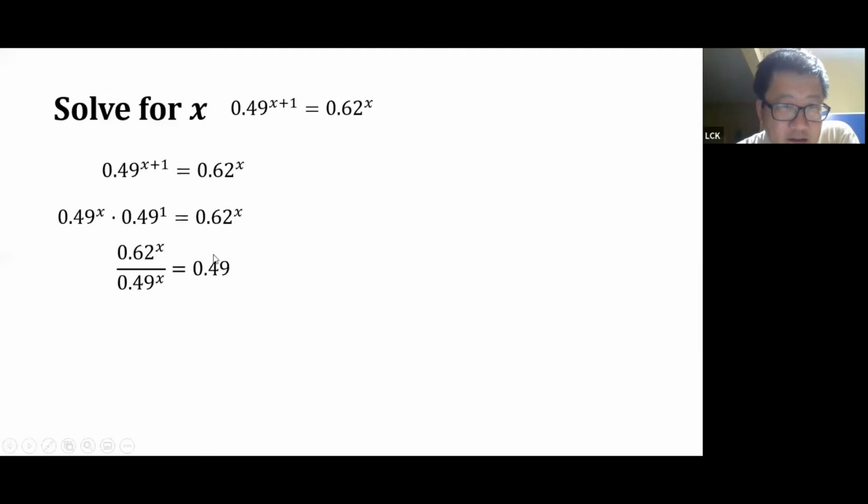Now, how does this help? This helps because I can combine these two to become this. That's how it helps. Let's go back again. I have separated this into 0.49 to the power of x, 0.49 to the power of 1. Why have I done this? I have done this so I can separate the terms containing x on one side, the terms free of x on the other side. And I can go further and do this.